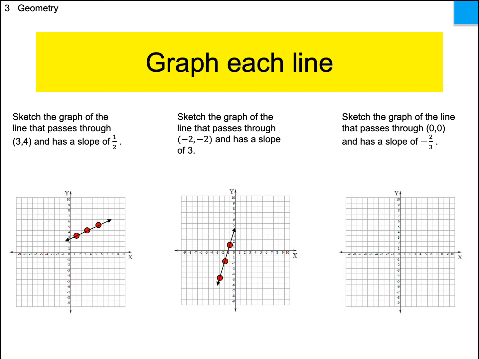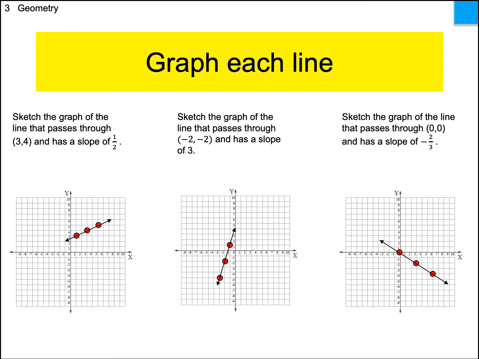And the last one, oh, this goes to the origin. So negative 2/3, so I'll put the negative on the numerator. Negative 2, so down 2, right 3. Or the opposite, up 2, left 3. So there's our 3 dots right there. Play connect the dots. Make sense?